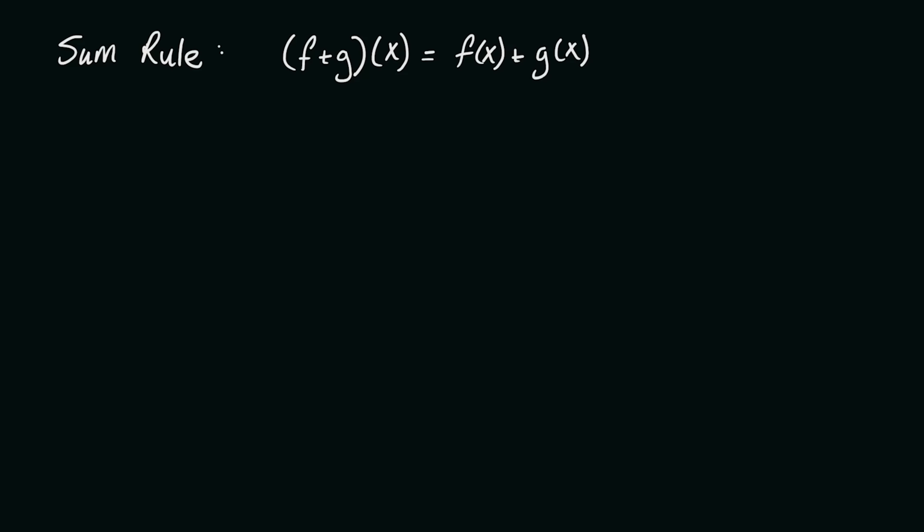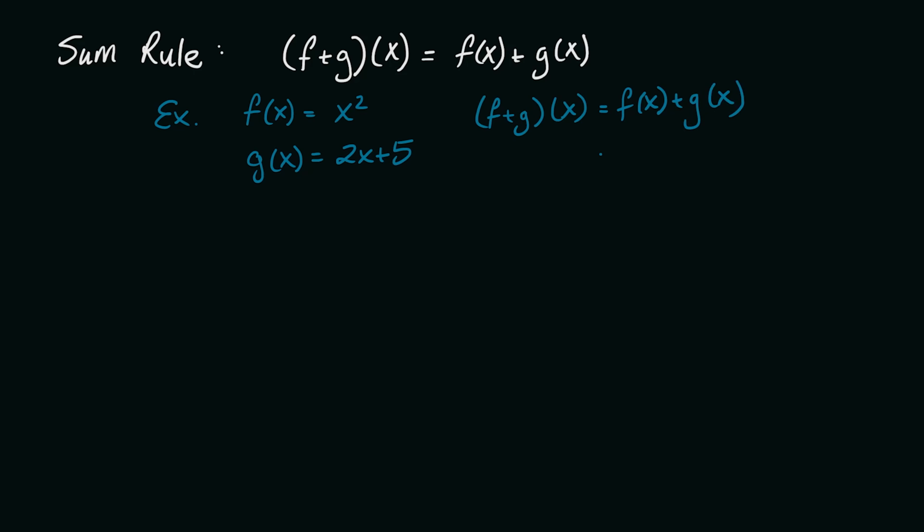So let's say, for whatever reason, as an example, f(x) = x², and g(x) = 2x + 5, right? So now if I said (f + g)(x), that's going to be the same thing as f(x) + g(x), and ultimately it just leads to x² + 2x + 5, right? Now that is our complete function based off of what we use on the sum rule.